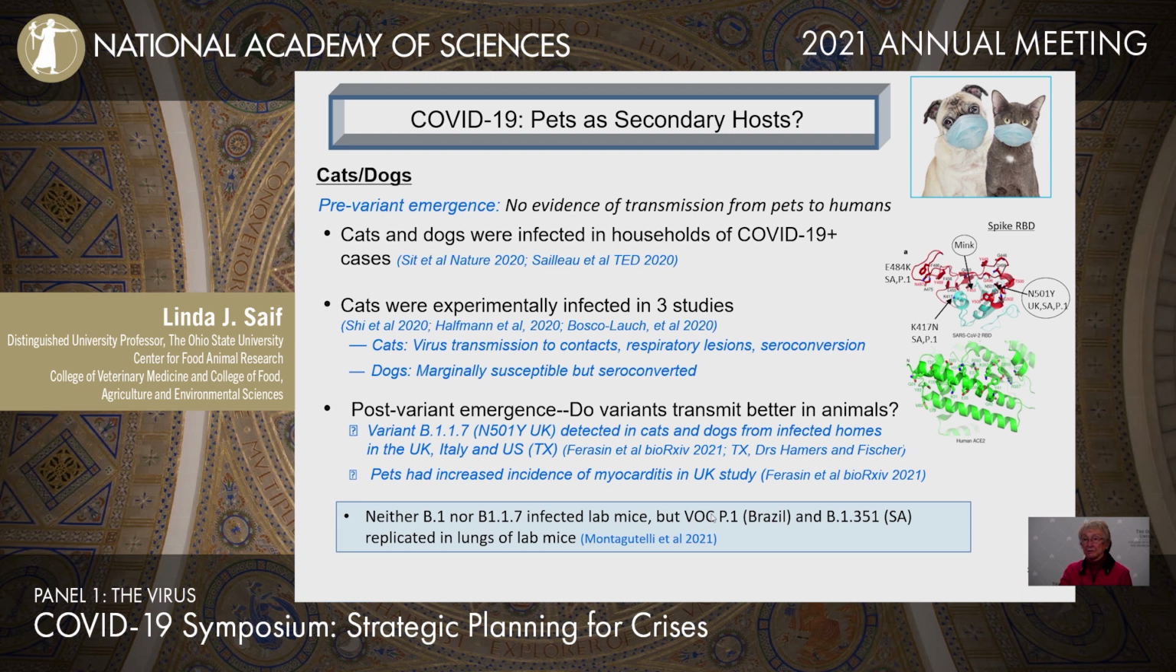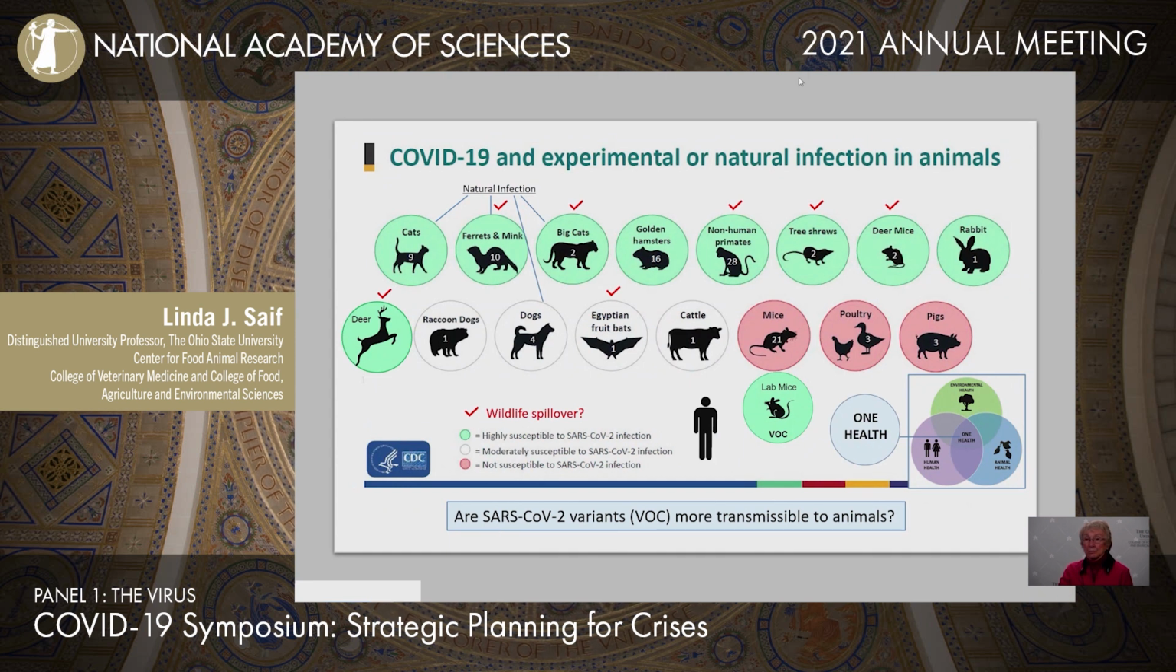Neither the B1 derivative nor the B117 variant were reported to infect laboratory mice, but recently a study suggests that these variants of concern, the P1 and the B1351, the one from Brazil and one from South Africa, described up here for the receptor binding domain, were shown to infect mice after the first passage and replicate in the lungs, and also associated with variable disease in the lab mice. So this slide summarizes the COVID-19 experimental and natural infection in animals.